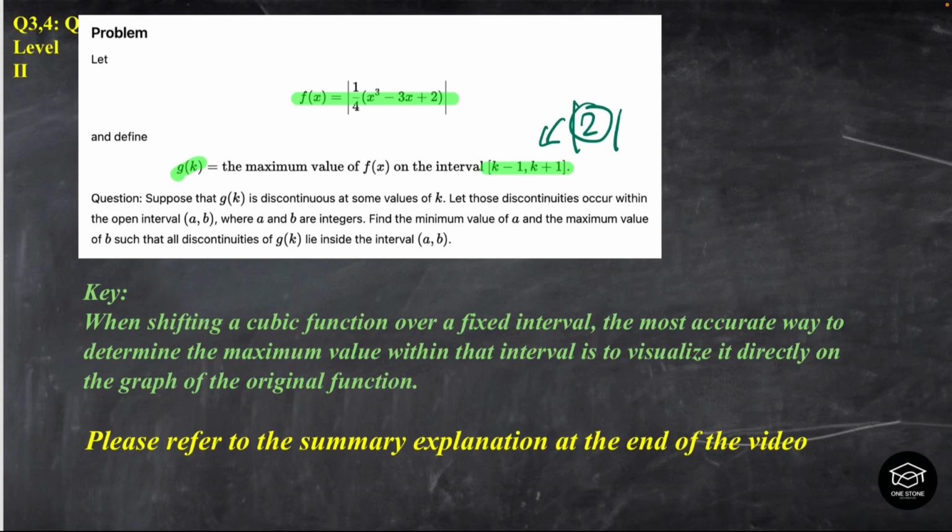Now, we are told that g of k is discontinuous at certain values of k. Let's say all of those discontinuities occur inside an open interval from a to b, where a and b are integers. Our goal is to find the smallest possible integer a and the largest possible integer b, such that all discontinuities of g of k lie strictly between a and b.